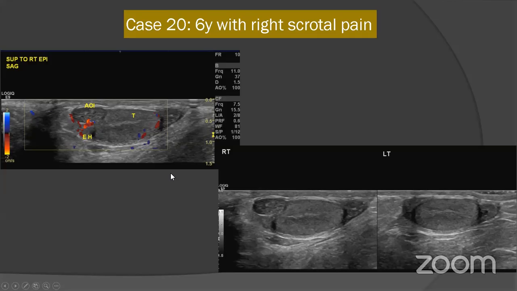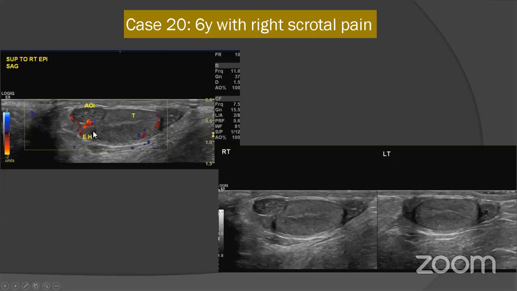Epididymitis. Any other thoughts on this case? This is a pediatric patient, right-sided scrotal pain. That's a good thought that this is epididymitis. The flow, this epididymal flow, is slightly increased.